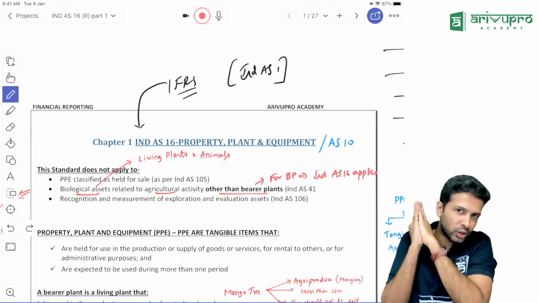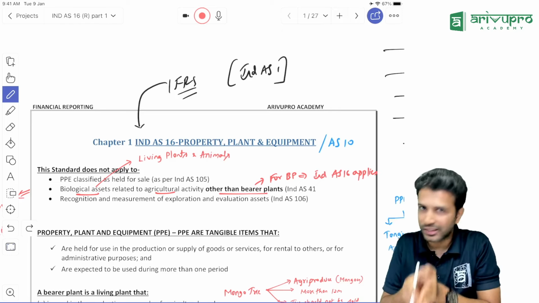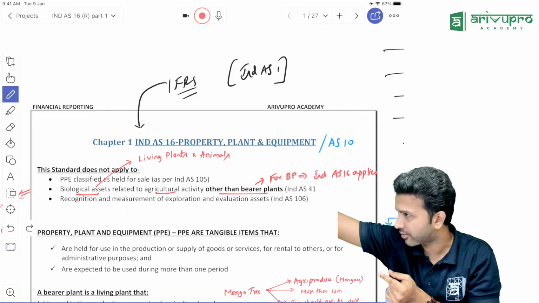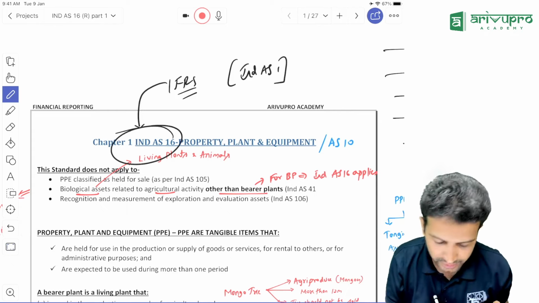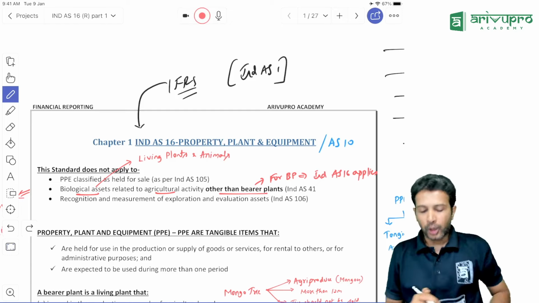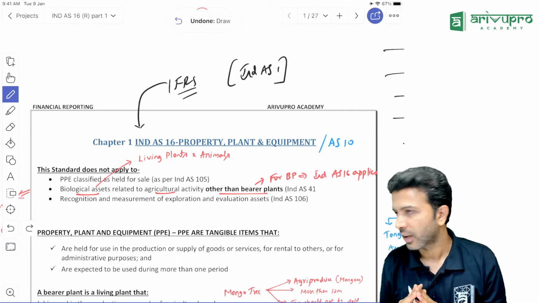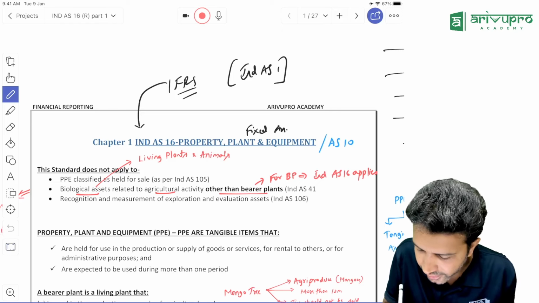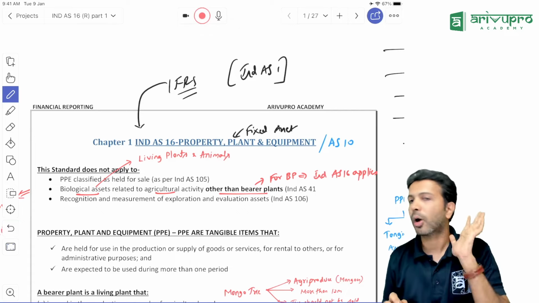Now, as I told you, many Ind ASs are interlinked. So I would like to start with this particular standard because Ind AS 16 reference we will see in Ind AS 38, Ind AS 40, again in Ind AS 105, again in Ind AS 36. That's the reason I am starting my first session with Ind AS 16. Now Ind AS 16 talks about what, sir? Property, plant and equipment. Earlier this was known as fixed asset. Now the naming has been changed to property, plant and equipment.